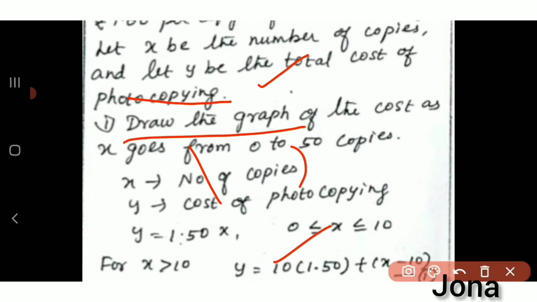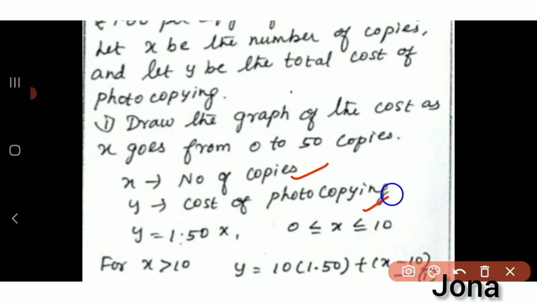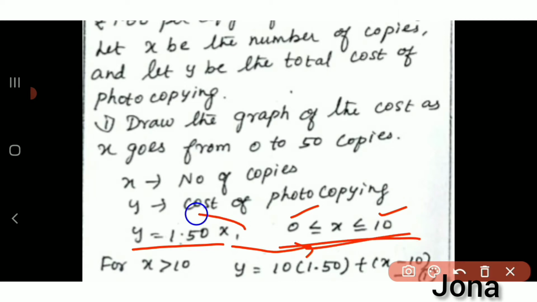Okay, so let me find the equation first here. X means number of copies. Y is the cost of photocopying. Okay, so we can have Y equal to 150 X. Here for the first 10 copies it costs rupees 1.50, isn't it? So 1 rupee 50 paise there. So Y equal to 1.50 X. This is only for 10 copies. That means 0 less than or equal to X less than or equal to 10. Within 10 copies the equation is Y equal to 1.50 X.